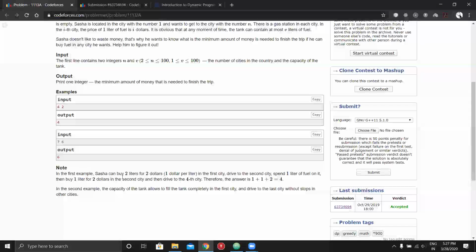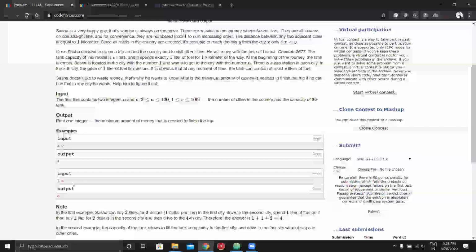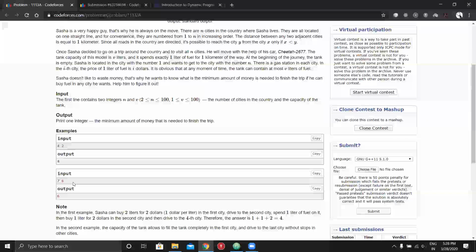In the first example, Sasha can buy 2 liters for $2 in the first city, where she starts. She buys 2 liters for $2. And then she drives to the second city, and she can spend 1 liter of fuel over there. She traveled 1 city, so 1 liter of fuel is spent. And she buys 1 more liter. So wait, let me get it all together once again. In the first city, she has 0 liters of fuel. She buys 2 liters of fuel. Her tank is full.